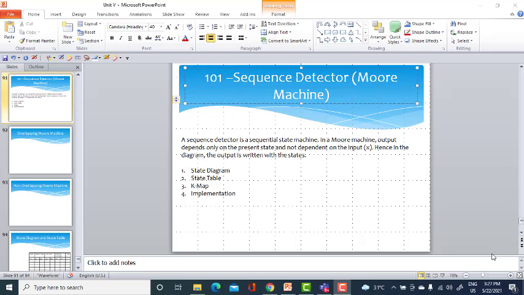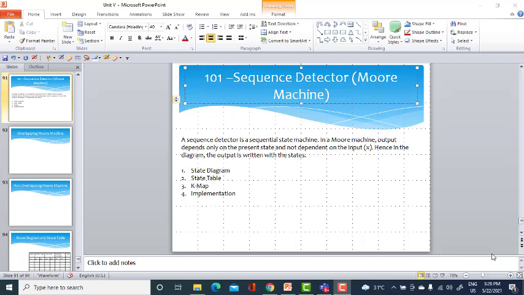Hello students, in this video I am going to discuss the sequence detector, the same 101 sequence detector, using the Moore machine model. In the last two videos I introduced what is meant by a sequence detector in the first video, and the types of sequence detector, namely Mealy, overlapping and non-overlapping. For the Mealy machine I introduced it, and then discussed the Mealy machine model sequence detector for both types, namely overlapping and non-overlapping.